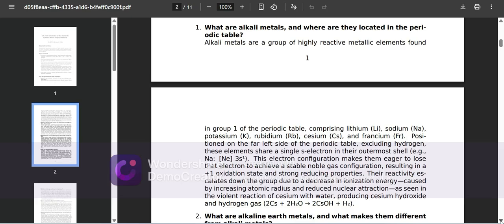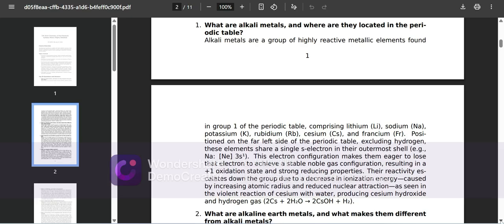Their reactivity escalates down the group due to a decrease in ionization energy caused by increasing atomic radius and reduced nuclear attraction, as seen in the violent reaction of cesium with water, producing cesium hydroxide and hydrogen gas. 2Cs + 2H2O = 2CsOH + H2.